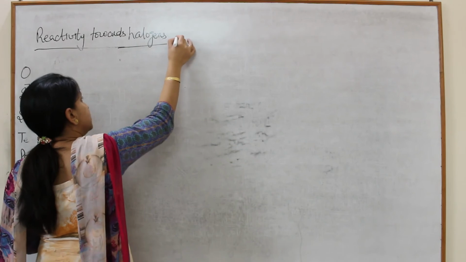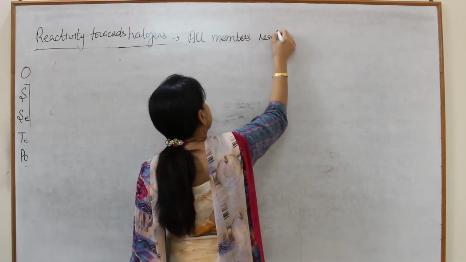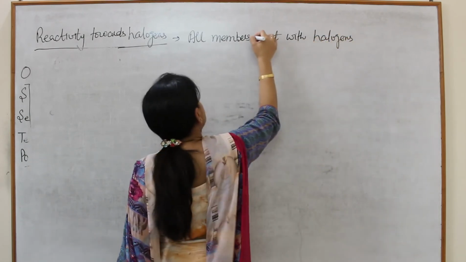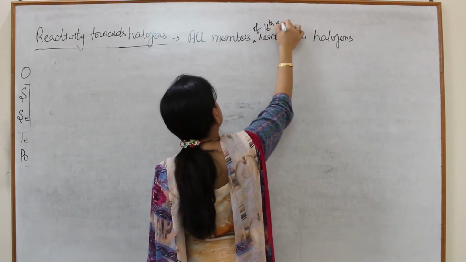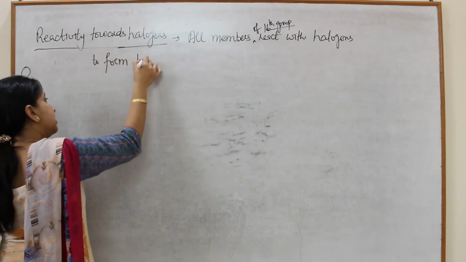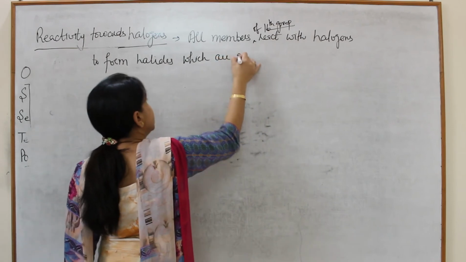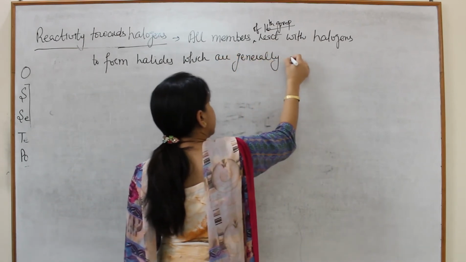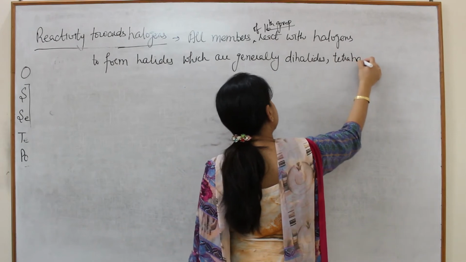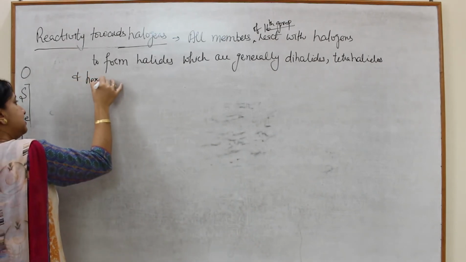Reactivity towards halogens. All members of the 16th group react with halogens to form halides, which are generally dihalides, tetrahalides and hexahalides respectively.